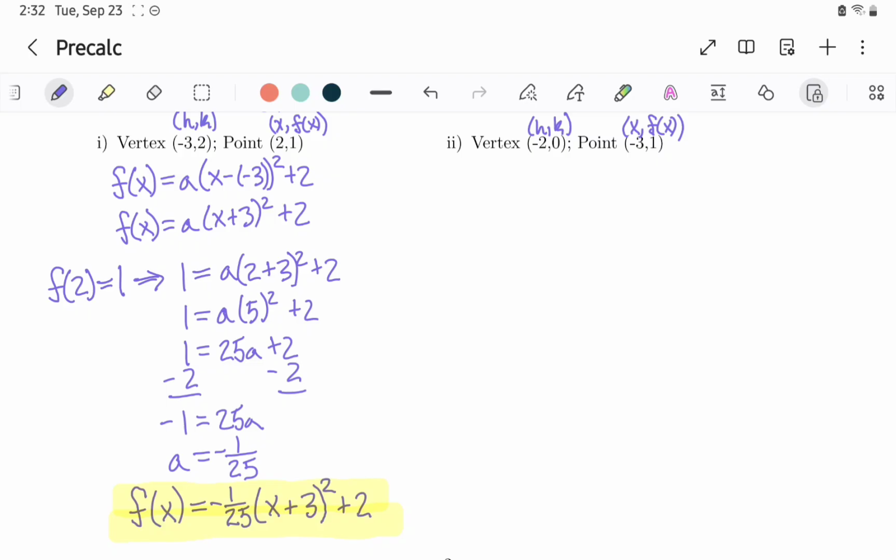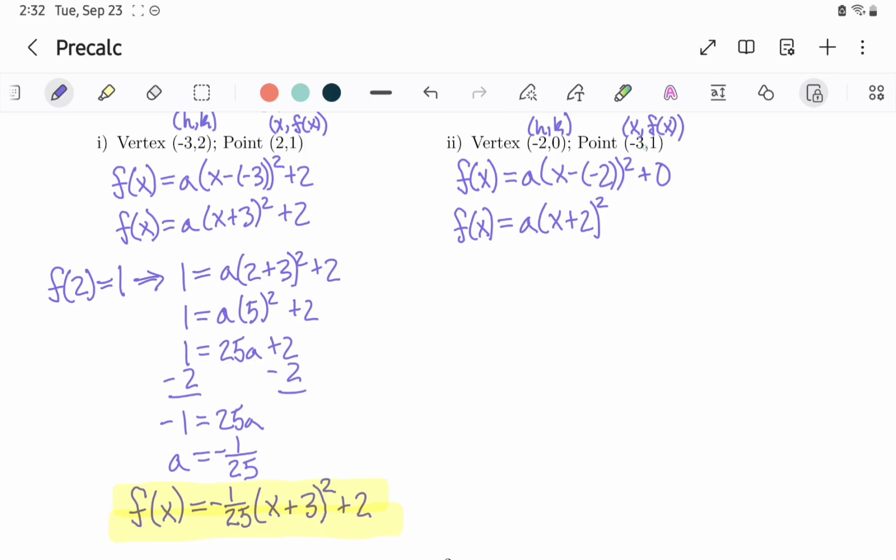Using just the formula for the vertex form, we'll plug in h and k. So we'll have f of x equals a, which we'll still have to solve for, times (x minus -2) squared, and then plus 0 for k. We can simplify this and write f of x equals a times (x plus 2) squared, because we have the double minus in the parentheses. Okay, and then we have to solve for a.